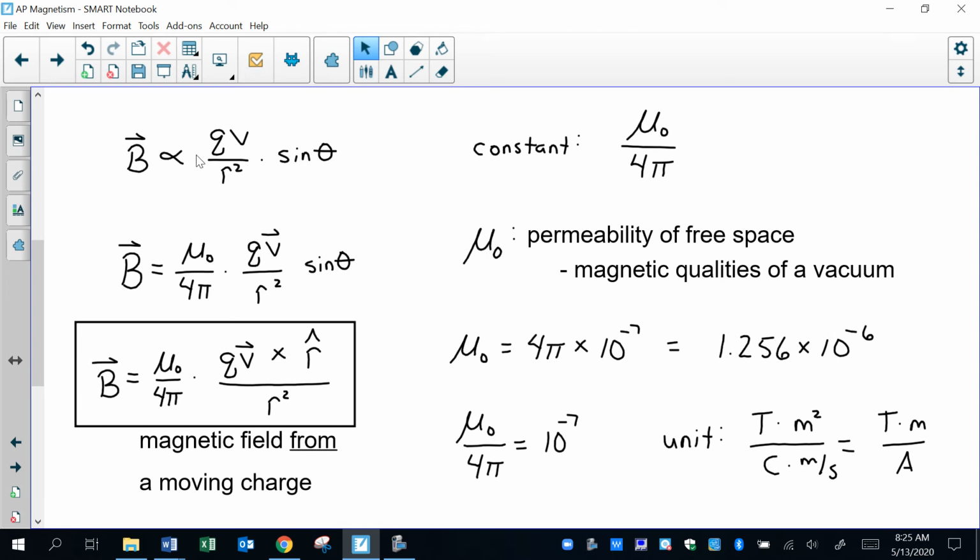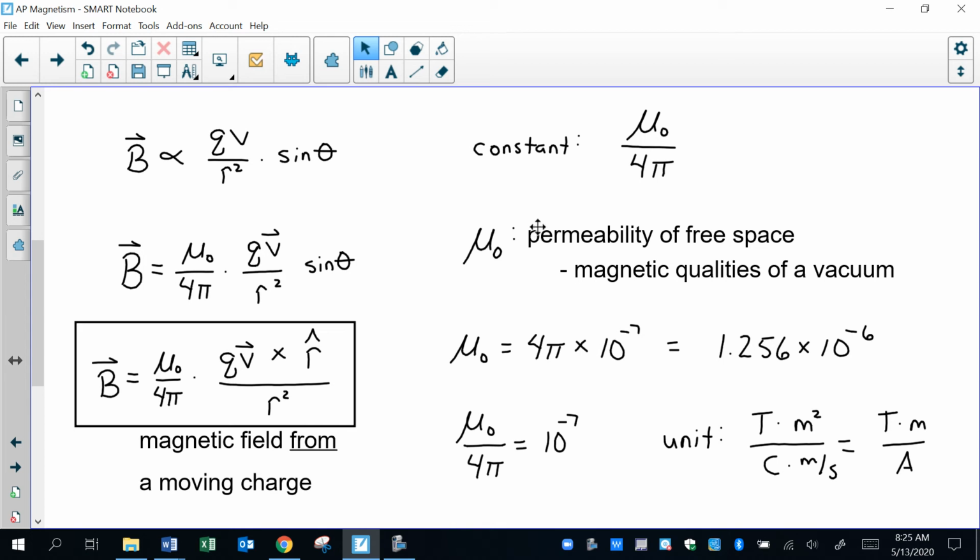Now, this is just a relationship. We need to have a constant: big G, epsilon naught, 4 pi epsilon naught, etc. Our new constant is mu naught. So instead of epsilon naught, which was the permittivity of free space or a vacuum, we now have the permeability of free space.